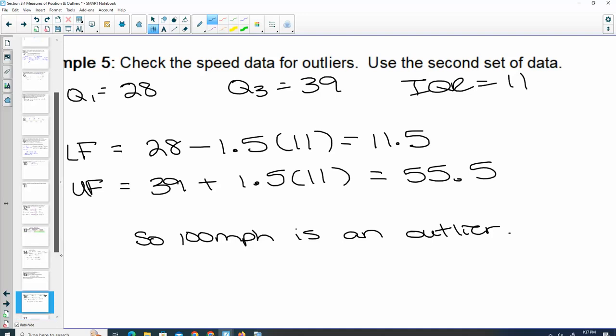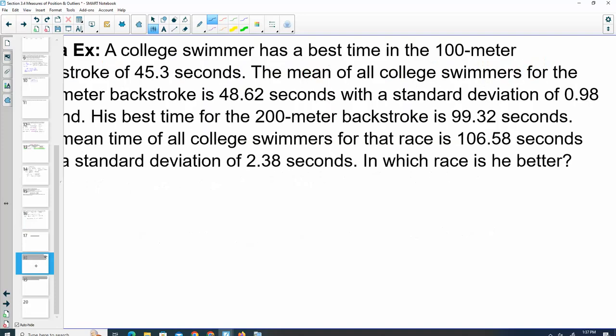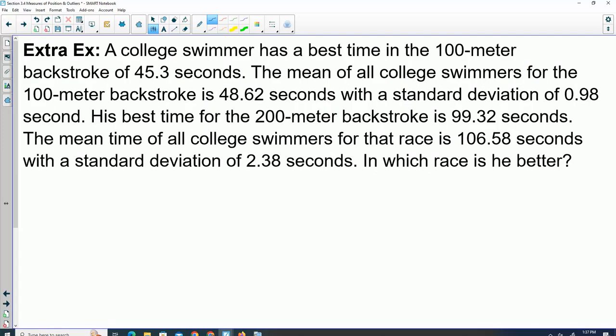All right. Questions on that? Let's just try an extra example, kind of reaching back to yesterday. So take a second, read this, and see if we can figure out what to do. What am I asking you to do? Which race is he better at?